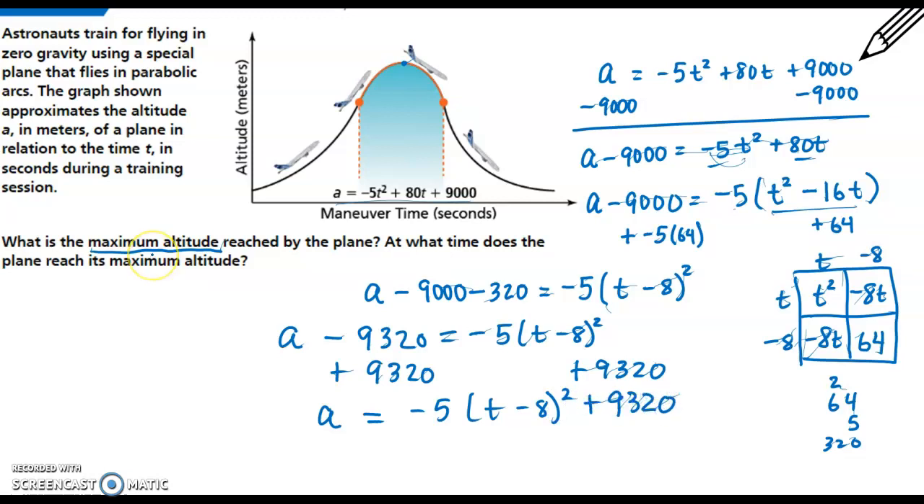Okay, it's asking me what the maximum altitude is. The maximum altitude is going to be the y-coordinate of the vertex, so the maximum altitude is 9,320 meters. And it also asks what time the plane reaches its maximum altitude. That's going to be the t-coordinate. So it reaches its maximum altitude in 8 seconds, because that's the x-coordinate or t-coordinate of that parabola vertex.